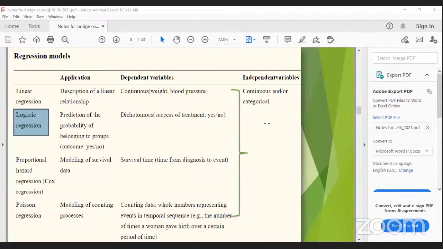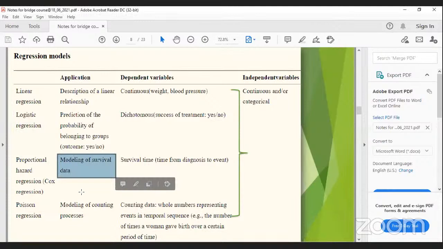Okay, so itna dhyan rakho. Whenever we have a categorical variable, we have to introduce a dummy variable under that criteria. Okay? Then we have a proportional hazard regression, which is also known as the Cox regression. Usually it is used in survival data. Means any component or system, how much time it is going to survive. So whenever your event is dependent on time, then we can always use it. We can't use linear regression. We can't use logistic regression. We have to always go for the proportional hazard regression.